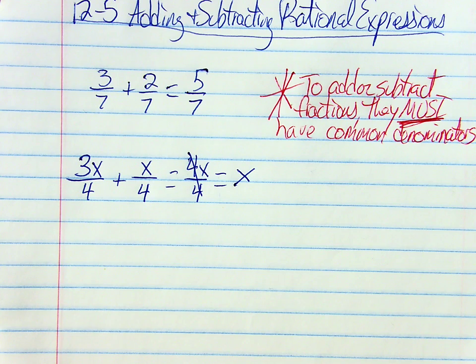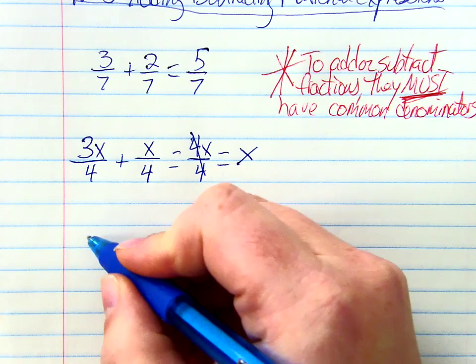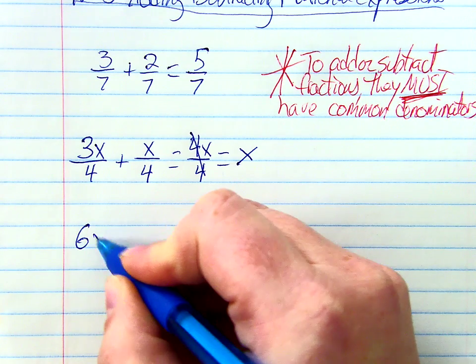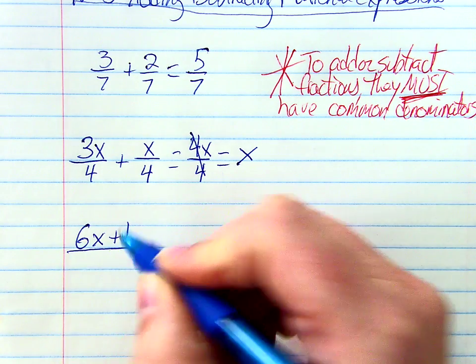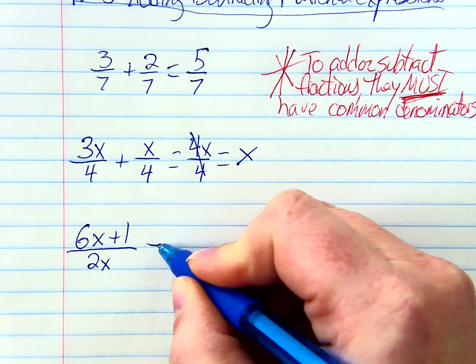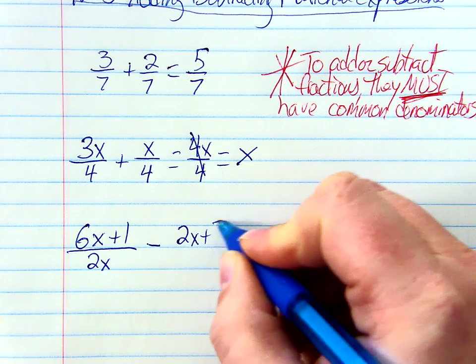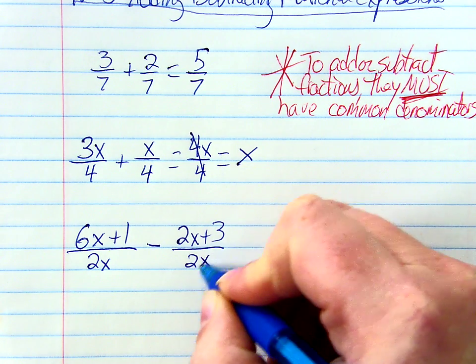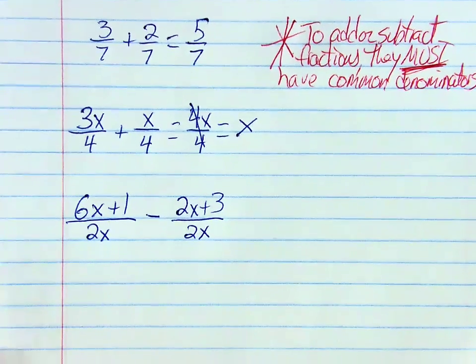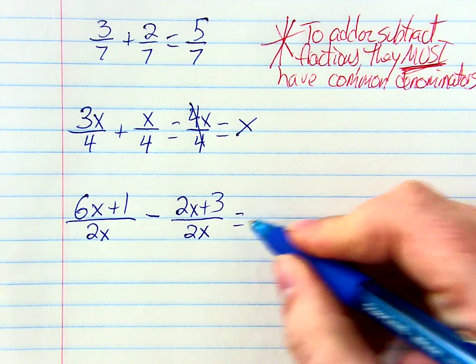I'm just going to make it up. Let's try the same thing with subtraction. Let's say I had 6x plus 1 over 2x, and I wanted to subtract from that 2x plus 3 over 2x. This one's actually a little bit trickier. Well, you got to think. What do you think? Well, let's start here.